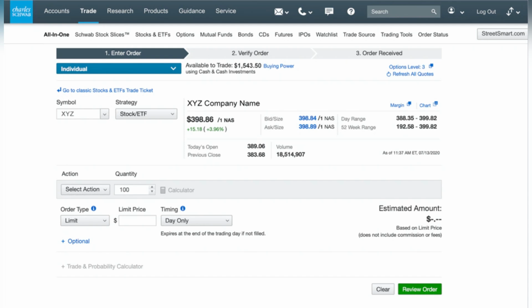Enter the number of shares or dollar amount. Choose your order type. Market order: sell immediately at the current market price. Limit order: sell only at your specified price or better.